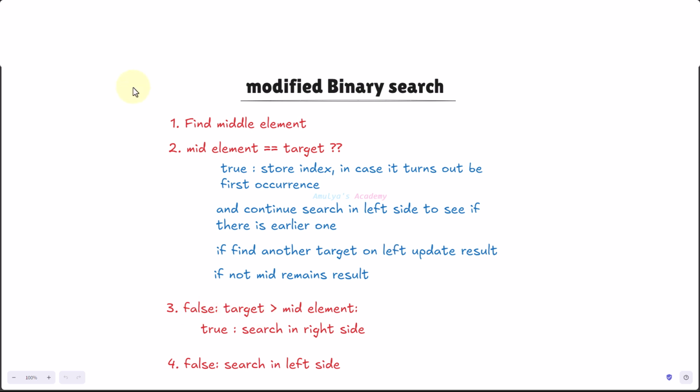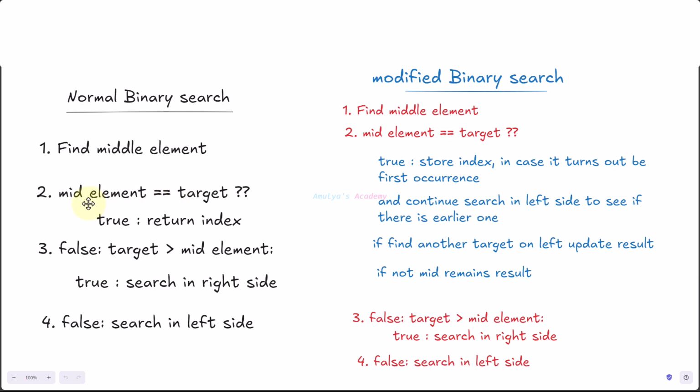And next, if mid element is not equal to target element, then we need to check whether target is greater than middle element. If it is true, then we need to search in the right side. Otherwise, we need to search in the left side, like normal binary search. What is the difference between normal binary search and modified binary search? Here you can see, when middle element becomes equal to target element, in the normal binary search, we'll return its index and we are done.